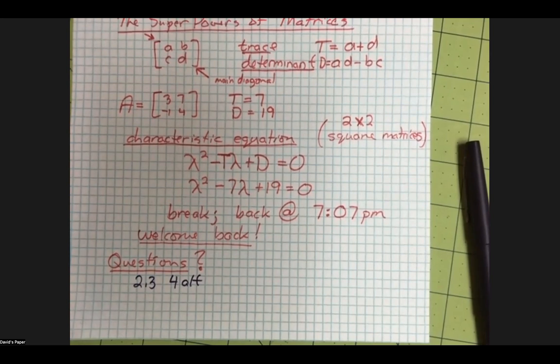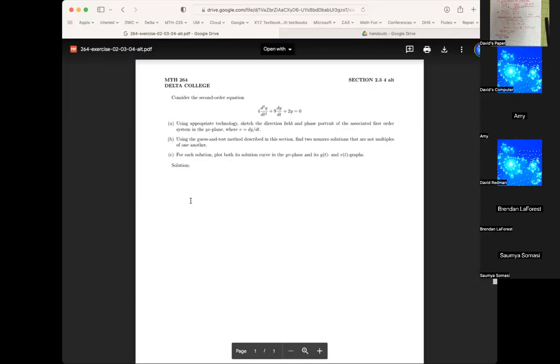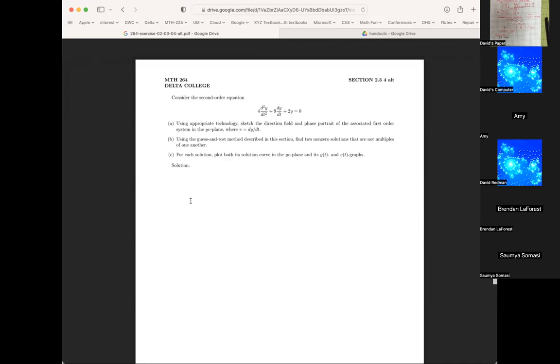So let me, first of all, open up that problem, and I'll probably open up a Mathematica notebook. And I'll show everybody the problem, and we'll spend some minutes on this. 2.3.4 alt. Share that screen with everybody. Here's a second order equation. Can you use appropriate technology to sketch the direction field and the phase portrait of the associated first order system when you allow V to be dy/dt? And then can you find two non-zero solutions that are not multiples of each other? That was the e^(st) technique we described last time. And then for each solution, can you plot its solution curve in the YV plane and its y(t) and v(t) graphs?